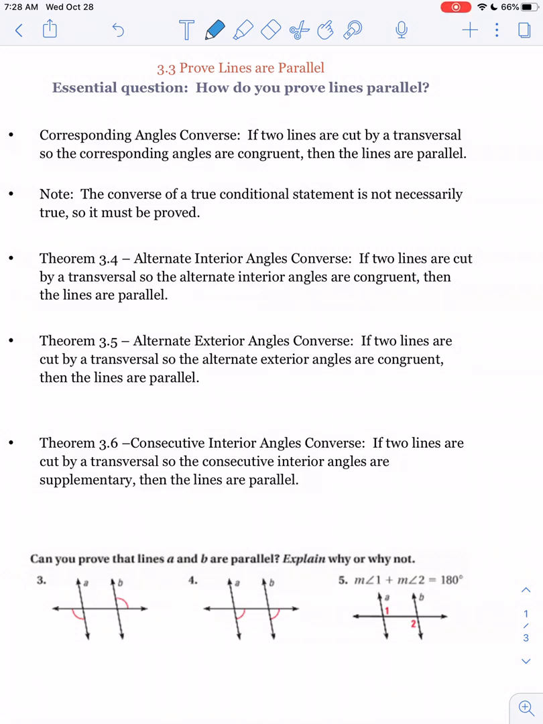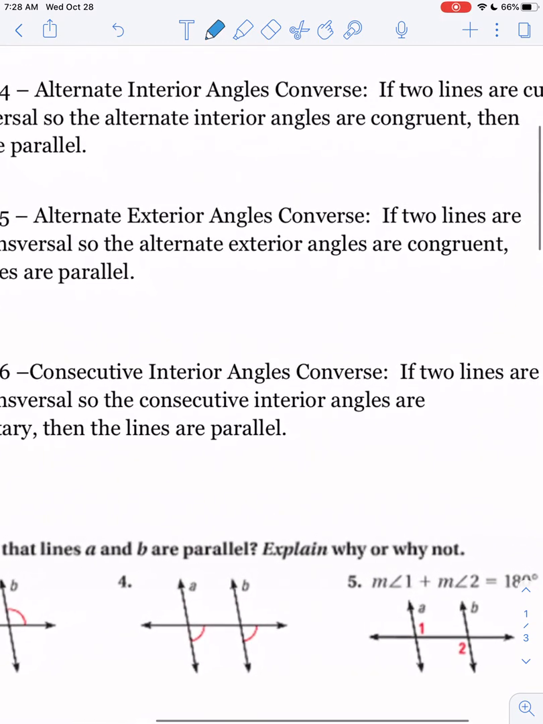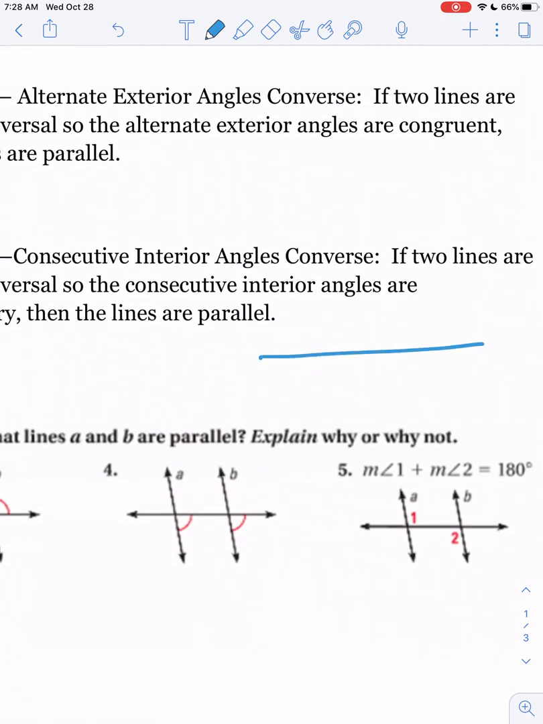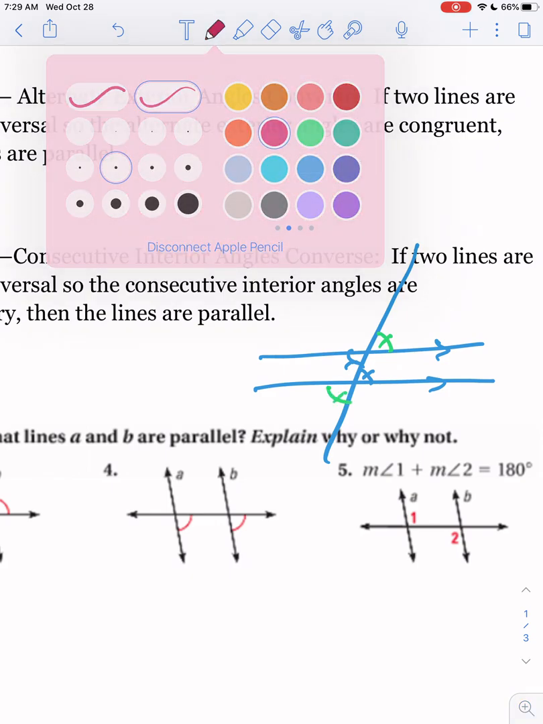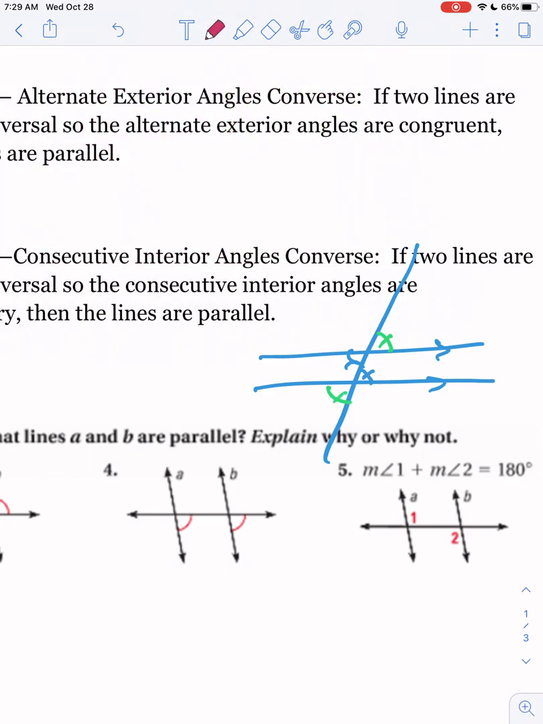This is Honors Geometry Lesson 3.3, Proving Lines Parallel. So in Lessons 3.1 and 3.2, we talked about pairs of angles given two parallel lines. If we were given two parallel lines cut by a transversal, we said that alternate interior angles are congruent. We said that alternate exterior angles are congruent. We said that corresponding angles are congruent.